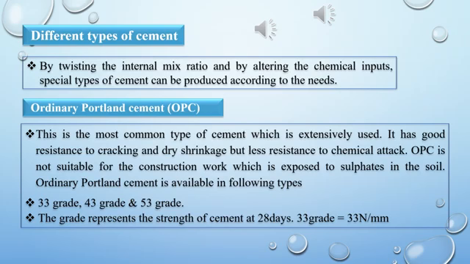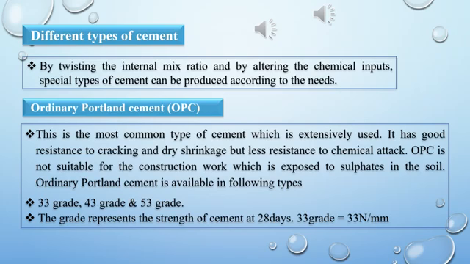So students, in ordinary Portland cement, he said that this is the most extensively used type of cement. It is resistant to cracks and shrinkage when it is dried. But OPC, ordinary Portland cement, is not suitable for construction where there is an excess of sulfates in the soil.